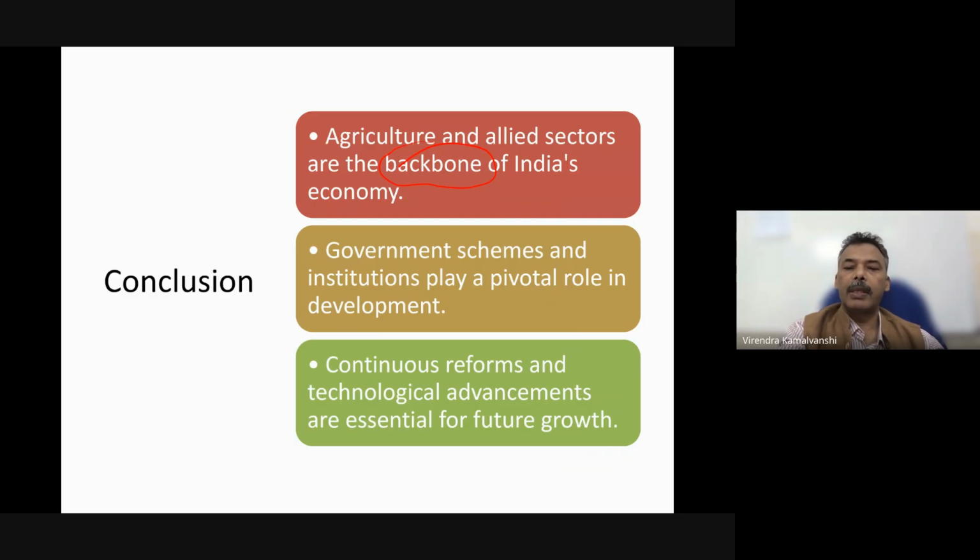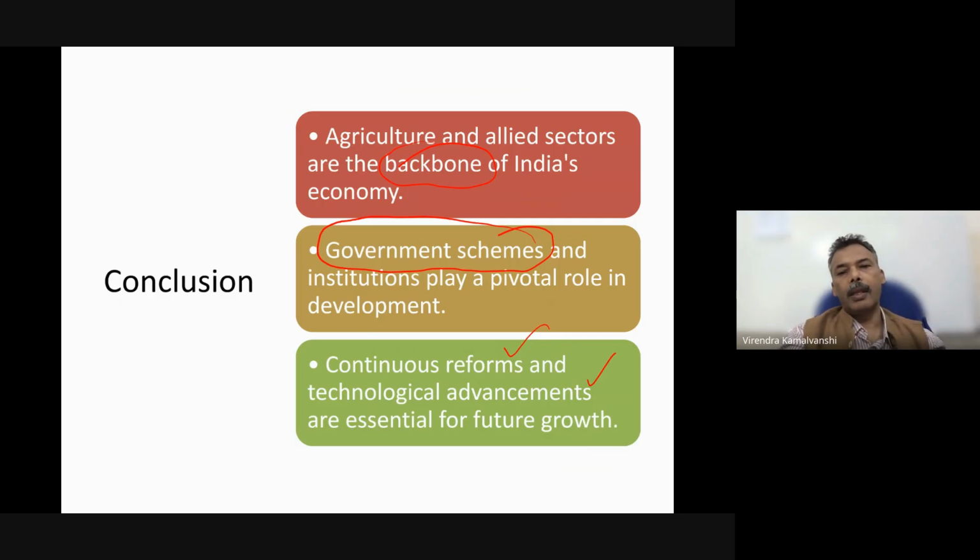And government schemes and institutions play a vital role in development. So we need good government schemes, which is the need of the hour. We need good projects and good programs from the government, because usually what we see is that most of the states and the center are ready to give money directly rather than creating good schemes. Everywhere they want to woo the people for some kind of their own benefits. But I believe that there should be good schemes which really work for farmers and the rural community on the ground. Continuous reforms and technological advancement are essential for further growth.